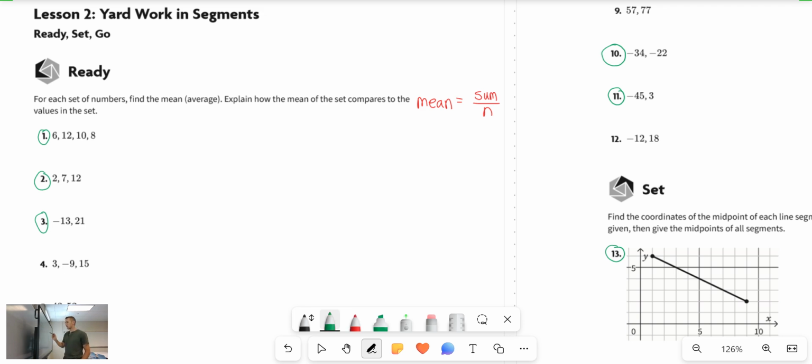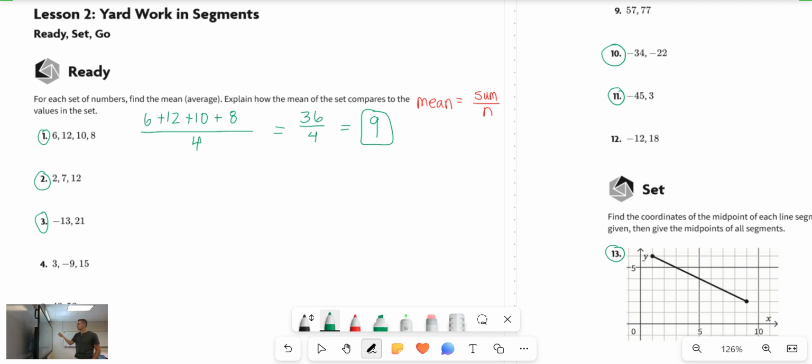So for this first one, we're going to have 6 plus 12 plus 10 plus 8. If we add these all together, 6 plus 12 is 18, plus 10 is 28, plus another 8 is 36. So this is divided by the total number, which is 4. That's the same as 36 divided by 4. So the mean is 9. 36 divided by 4 equals 9. So that's our answer to the first one.